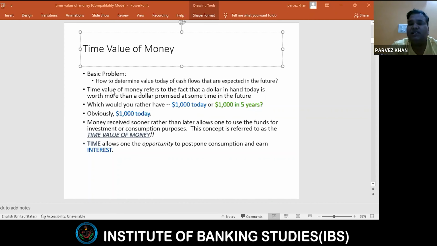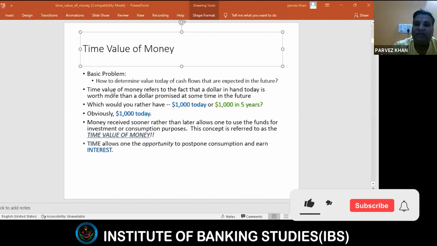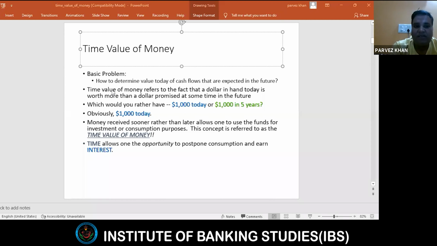And the second thing is the uncertainty. If you're not taking 1,000 rupees right now, there is no guarantee that next year I'm going to give you 1,000 rupees, right? So it is very important to understand how the money value changes. The 1,000 rupees today has more worth, more value, than the 1,000 rupees you are going to get in the future, right? So this is what we have to understand when we talk about time value of money.